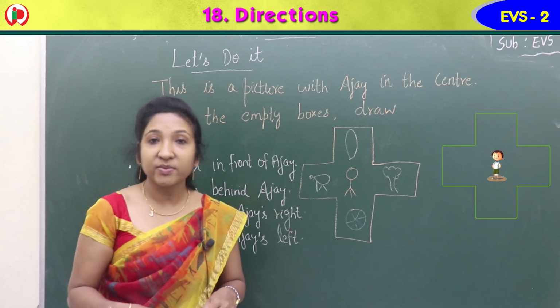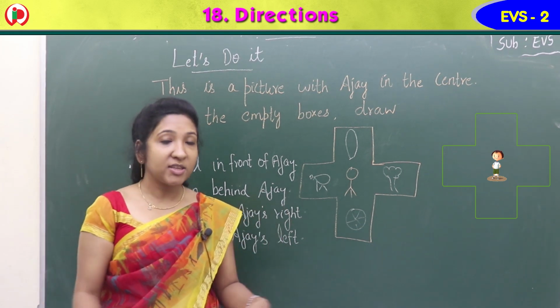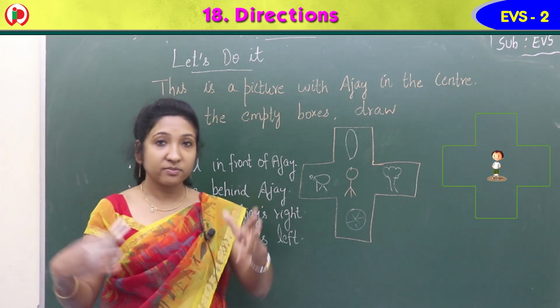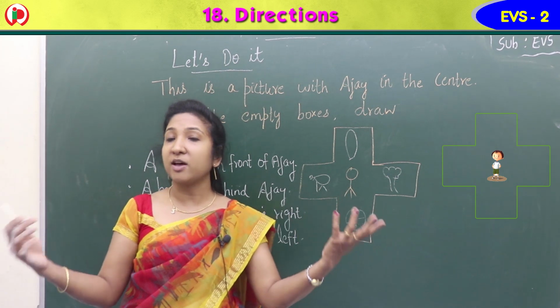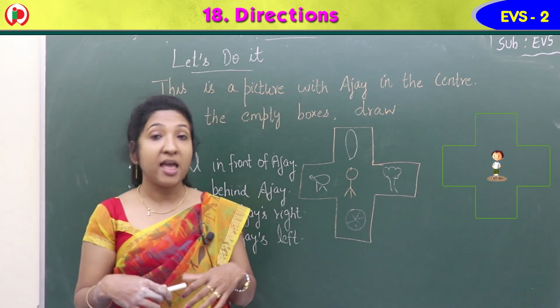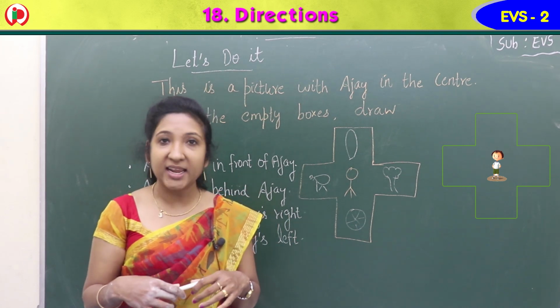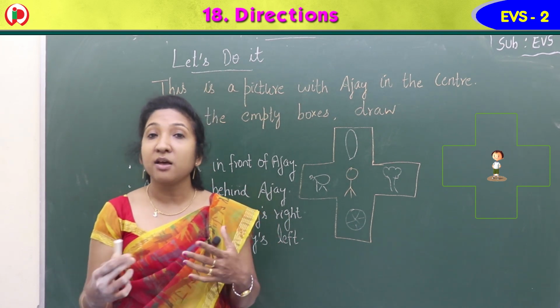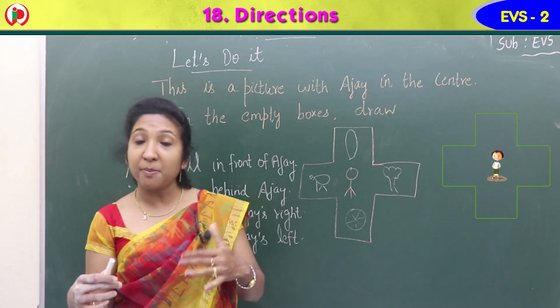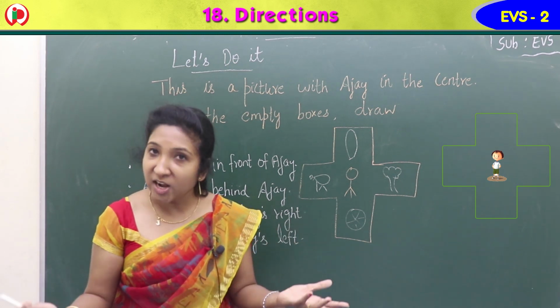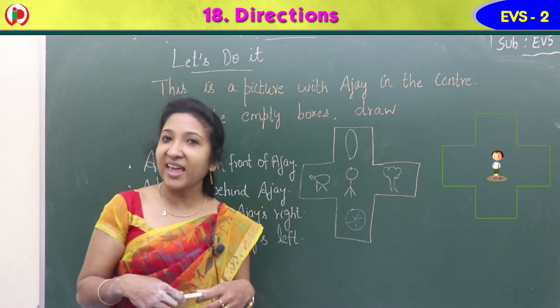Okay children, so you understand about the directions, right? East, west, north, south are the main directions we learned, and we have other directions. Some words that we use in our daily life is right, left, front, back, up, down, etc. These are all directions only. Okay, yes.